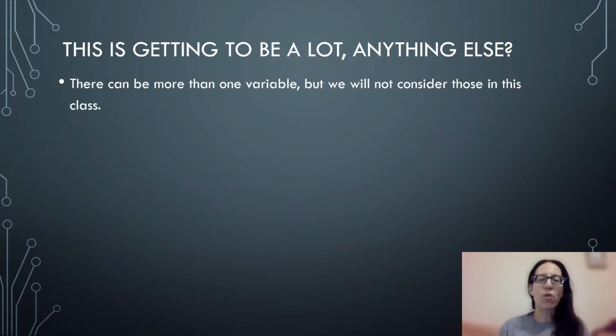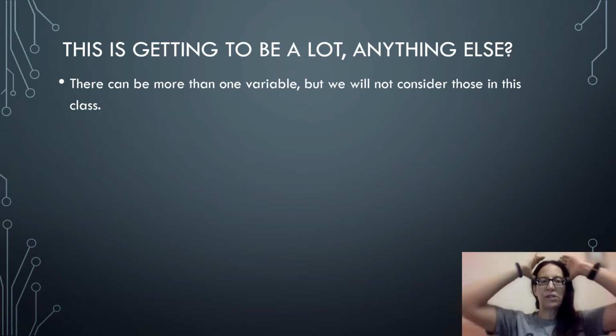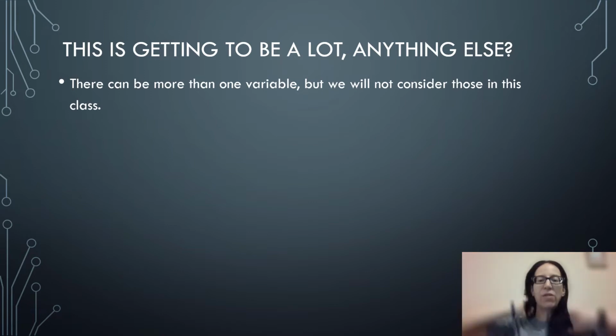There can be more than one variable, but we will not consider those in this class. There's nothing in the definition of polynomial that restricts it to just having one variable, say an x. You can have polynomials that have like an x and a y in them, but typically you would not even begin to look at those until a much higher level math class. So it's like one little provision in there. You can kind of forget that I said it.